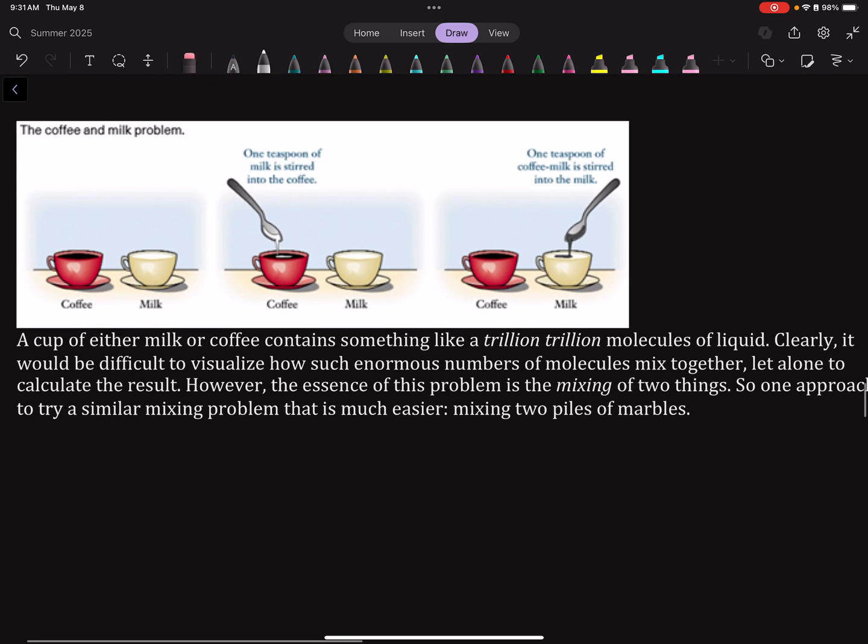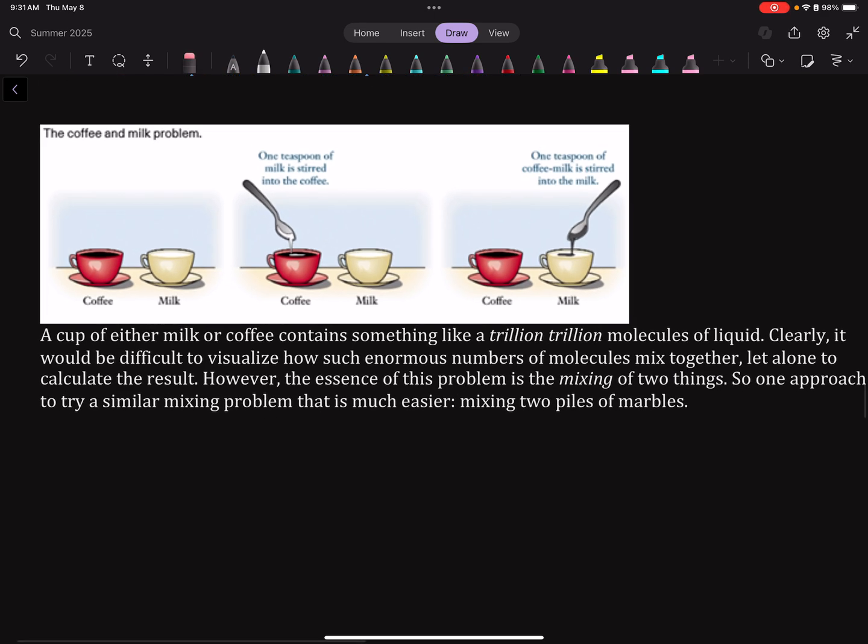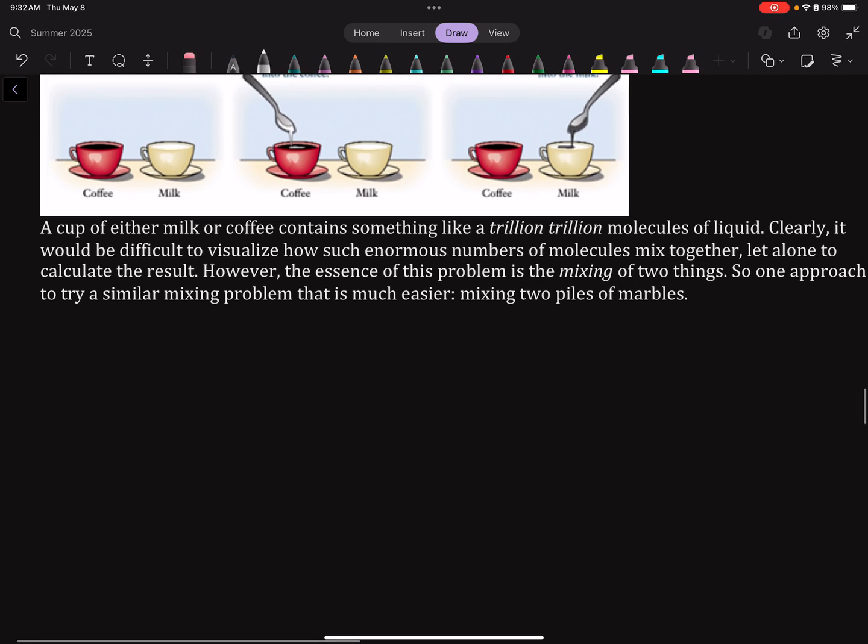A cup of milk or coffee contains something like a trillion molecules of liquid. Clearly, it would be difficult to visualize how such enormous numbers of molecules mix together, let alone calculate the result. However, the essence of this problem is the mixing of the 2 things. So one approach is to try similar mixing problems that are much easier, mixing 2 piles of marbles. Because we can't think of trillions and trillions of molecules, we break it down into small things like marbles. Use easy sets like sets of 10.